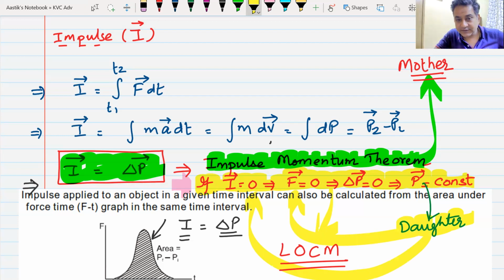So don't forget this mother-daughter. One more mother-daughter will come. Two more mother-daughters will come. They are not different mother-daughters. They are the same mother-daughters, but they will be applied in the next chapter.